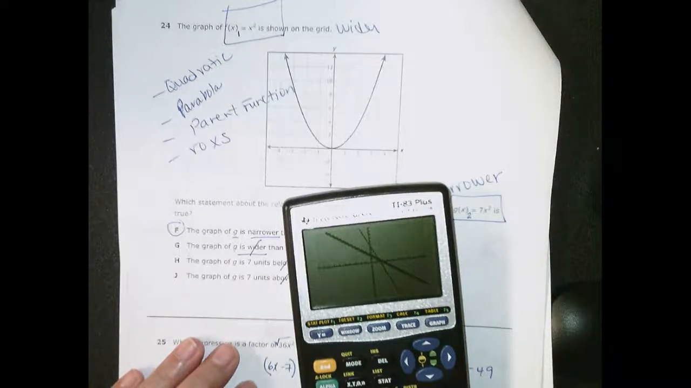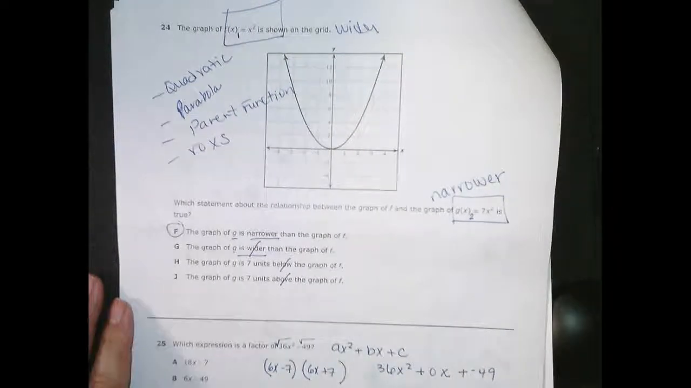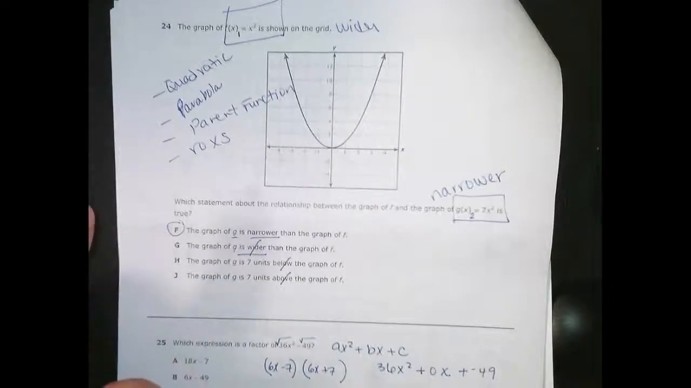So back to the question. You put the first one in, you put the second one in, and you look at it. They are narrower. The answer is F. The tighter it is to Y, the more narrow it is. Question 25, sorry.